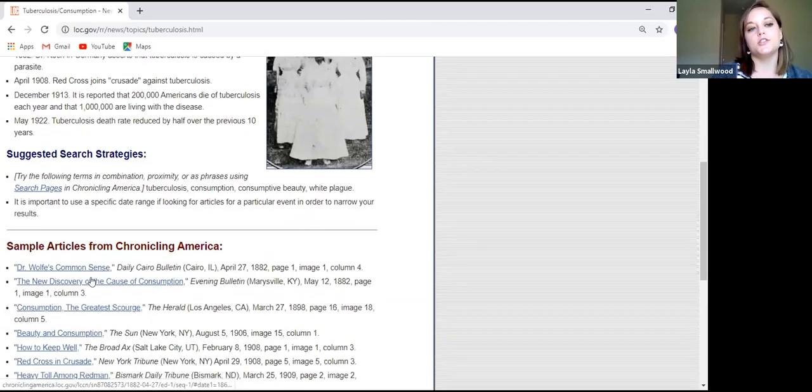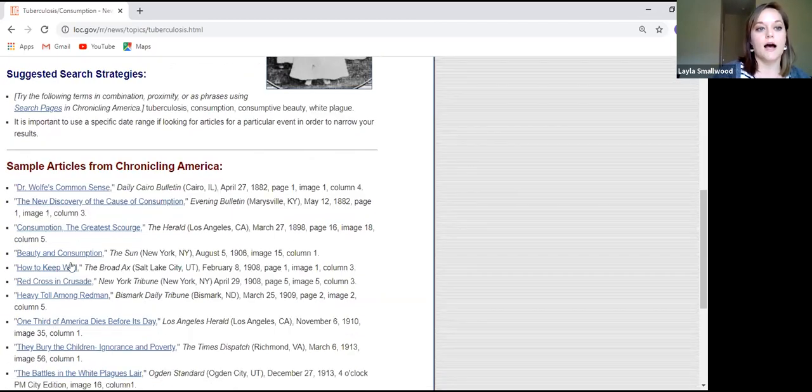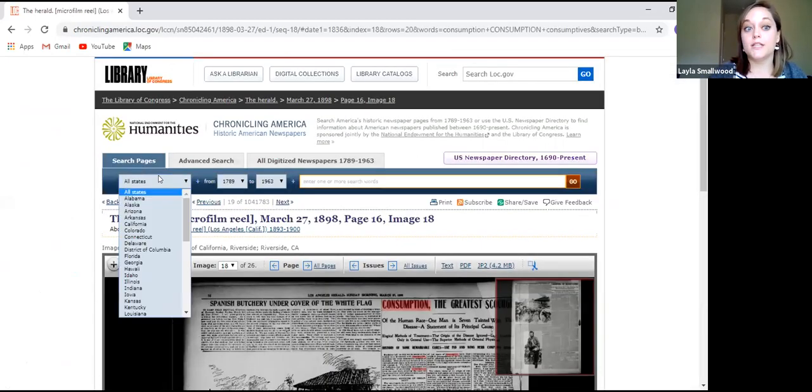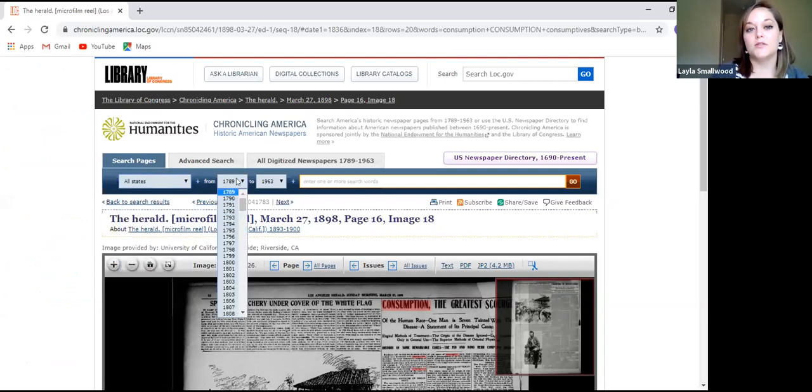So again, you have your suggested search strategies, your sample articles. And the cool thing about Chronicling America that I was explaining, you can search by state. So if there's a specific state you want to look at and look at the newspaper articles from, you can do that. You also can narrow down the years, and using topics in Chronicling America will really help you narrow down the dates. And it goes all the way up to 1963.